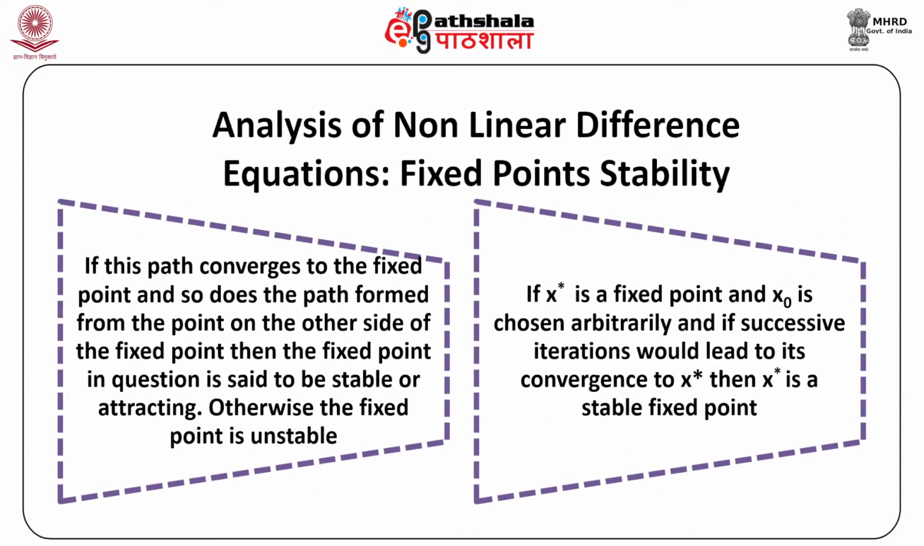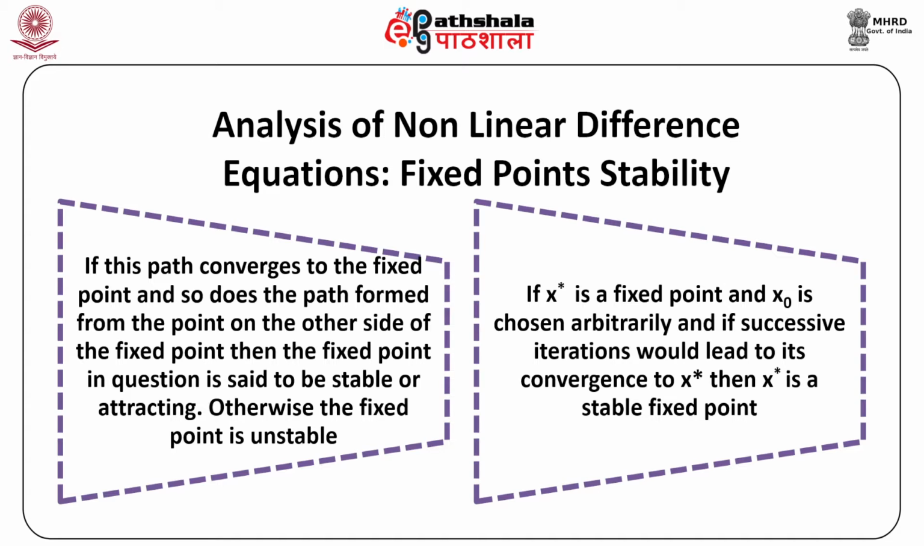If this path converges to the fixed point, and so does the path formed from the point on the other side of the fixed point, then the fixed point in question is said to be stable or attracting. Otherwise, the fixed point is unstable. We restrict ourselves to inferring that the fixed point is unstable. Otherwise, an unstable fixed point can be analyzed further for a variety of behaviors such as periodic, chaotic, etc.